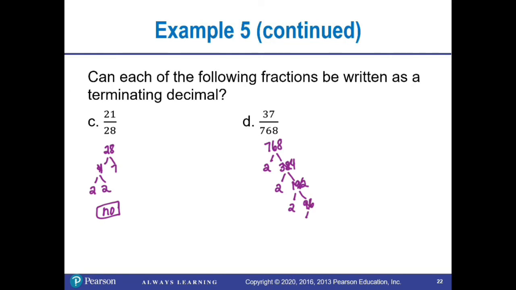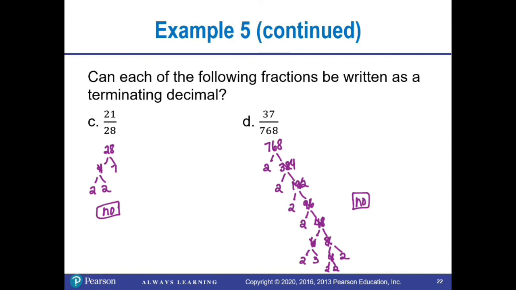96 is even. 2 times 48 gives us 96. 48 is 6 times 8. 6 is 2 times 3. 8 is 2 times 4. And 4 is 2 times 2. Does my prime factorization have only 2's and 5's? The answer is no. And so here, we cannot rewrite 37/768 as a terminating decimal.